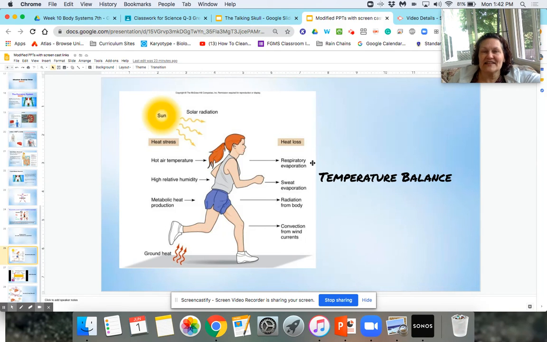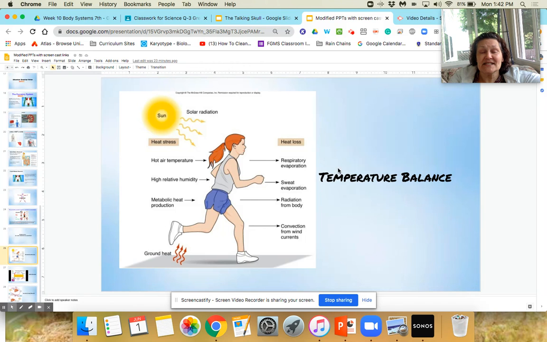And on the other side of that is how does your body respond to get rid of the excess heat? So I hope that this helped clear up this part of homeostasis.